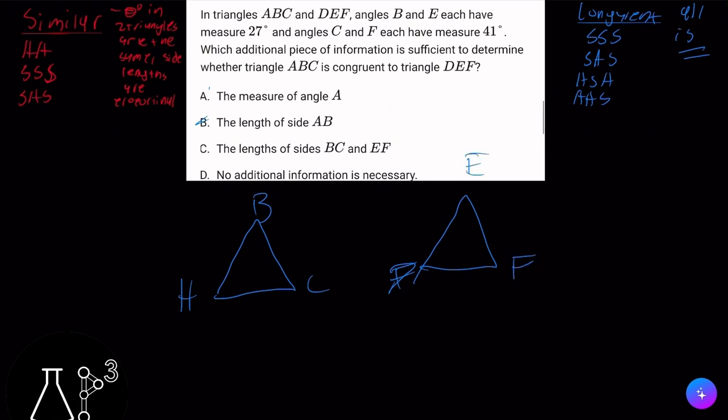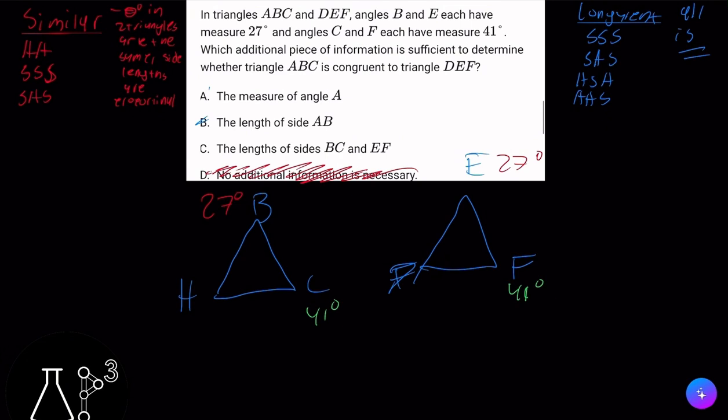We're given that B and E equal 27. And we're given that C and F equal 41. And they're asking us if there's any more information needed to determine if ABC is congruent to DEF. The answer is yes. We're only given two angles, and if we go from ABC and DEF, so from A to C and D to F, we only have angles, which only makes it similar. So we need more information, so basically D is incorrect.